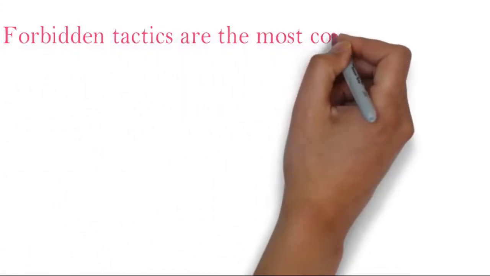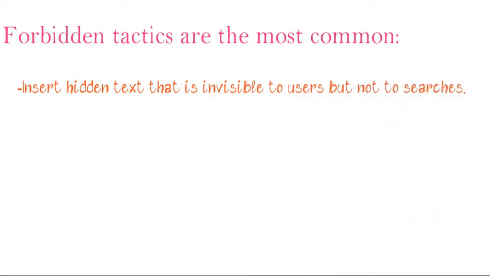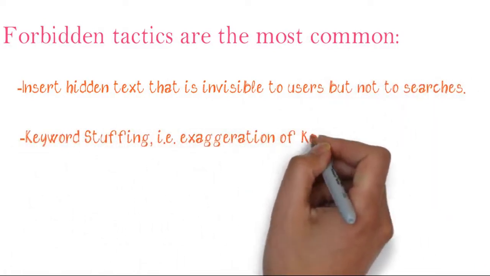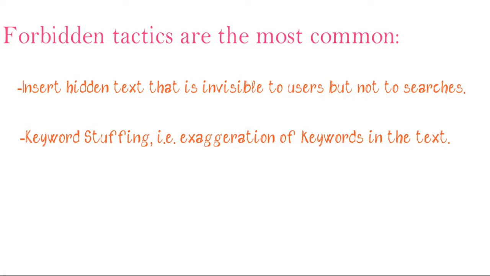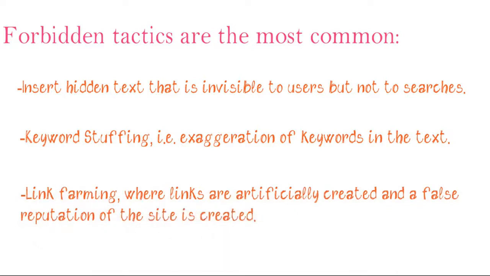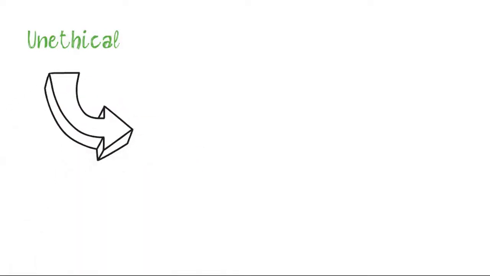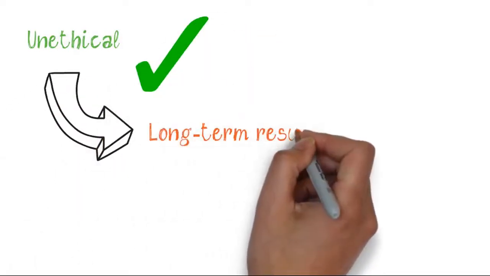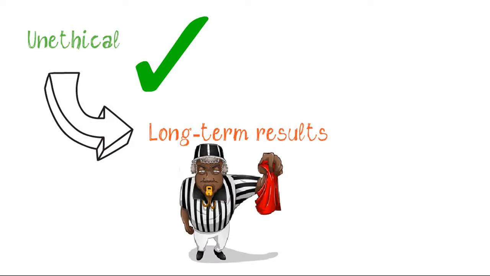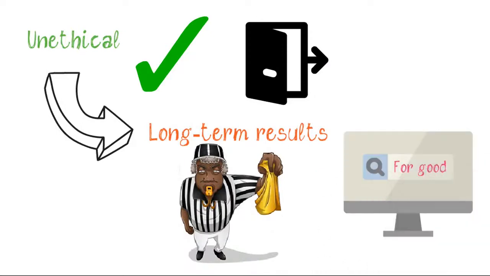Forbidden tactics are the most common. Insert hidden text that is invisible to users but not to searches. Keyword stuffing, that is exaggeration of keywords in the text. Link farming, where links are artificially created and a false reputation of the site is created. These methods are generally unethical, but more importantly, do not produce long-term results. Specifically, Google severely penalizes sites that try to rank well by cheating. The hardest punishment is to be thrown out of search results for good.